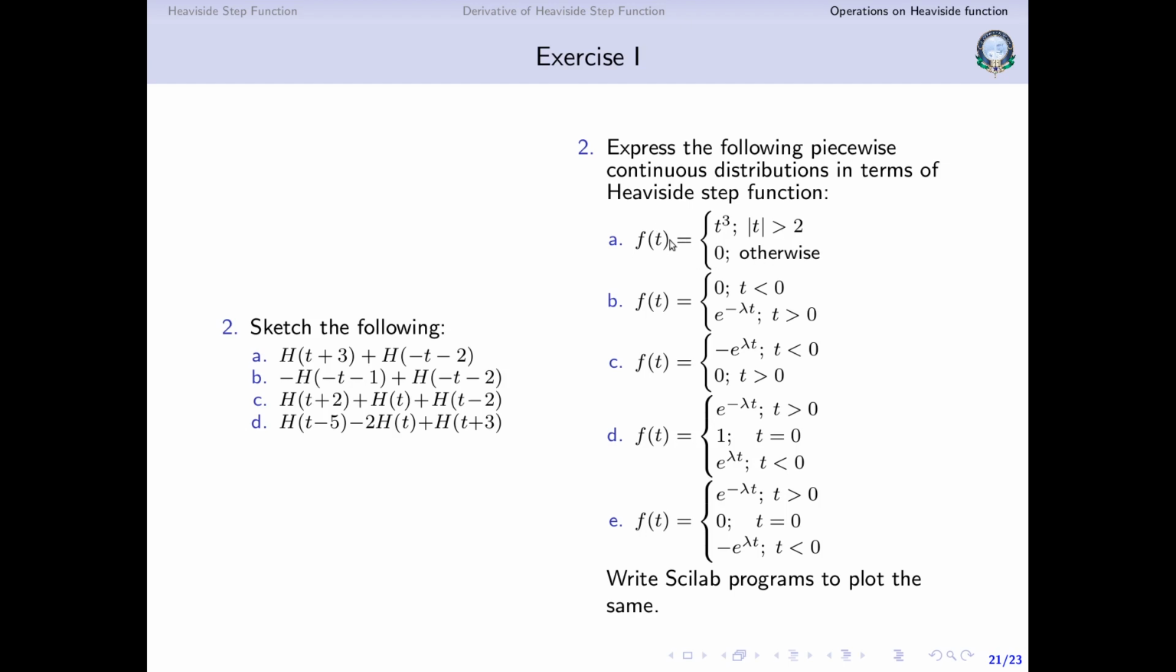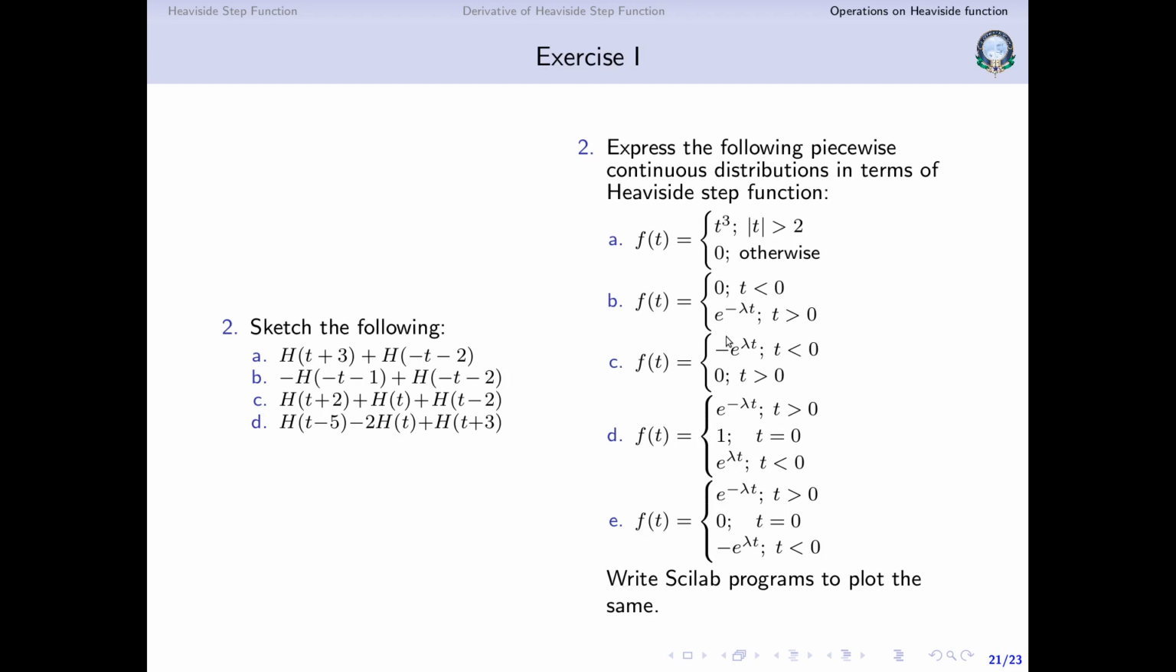So how will you express this kind of a distribution using the Heaviside step function? It need not be one single Heaviside step function, you could have a combination of Heaviside step functions also. Then same thing for this one. This is an exponential e to the power minus lambda. In all the cases b, c, d and e, in the remaining 4 cases, please assume this lambda to be a positive quantity. Please try this out. You have to express these piecewise continuous distributions in terms of the Heaviside step function.